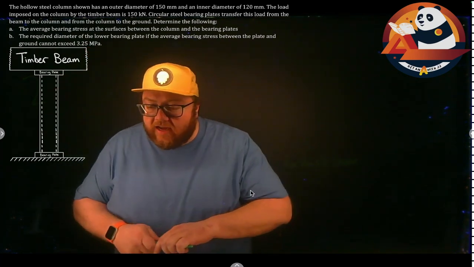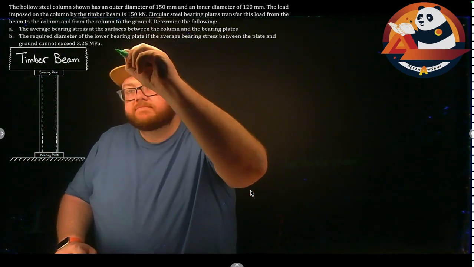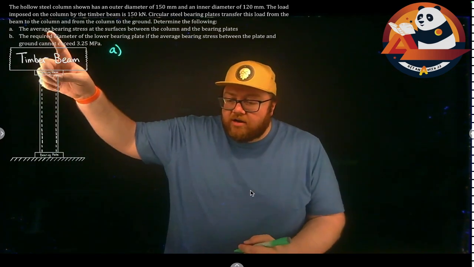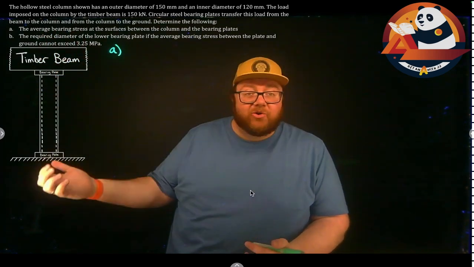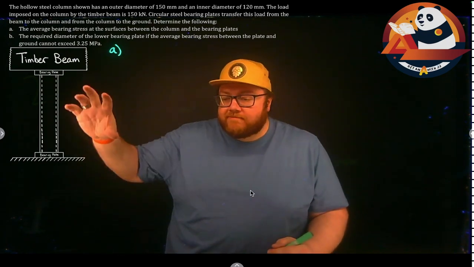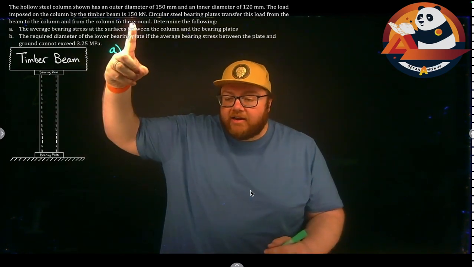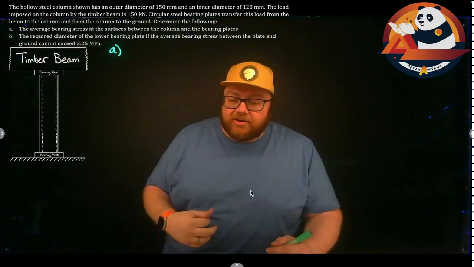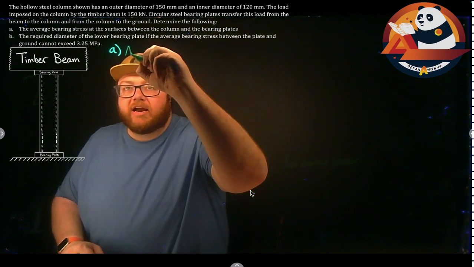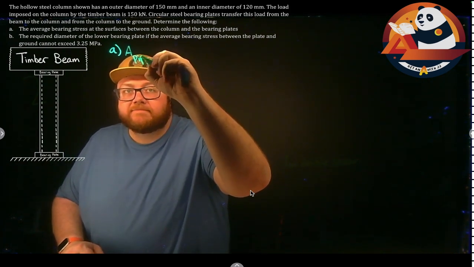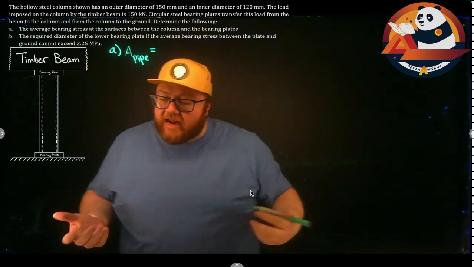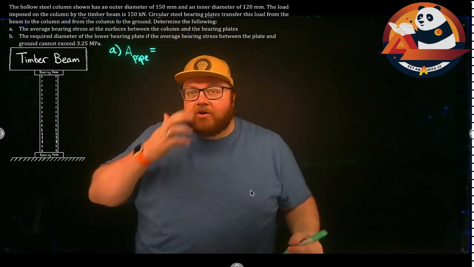The first thing, let's look at part A. I know I'm looking for the bearing stress. That's just a normal stress for us, just a compressive one typically. I need a force divided by an area. That force should be 150 kilonewtons. So I need my area in here. This is my cross-sectional area of the pipe. Well, I have diameter, so let's do pi d squared over 4.